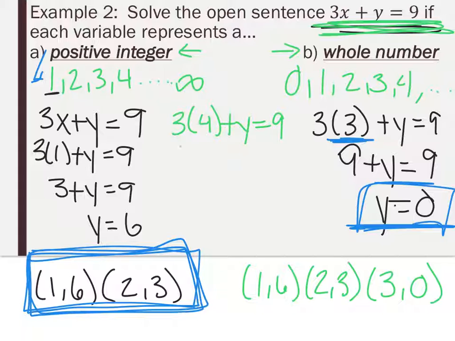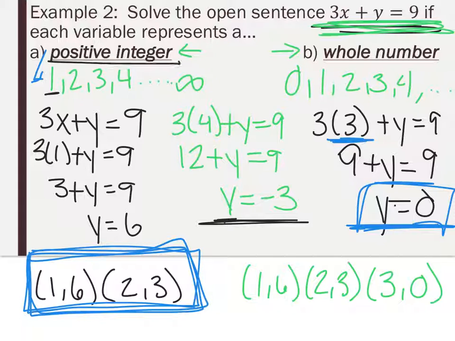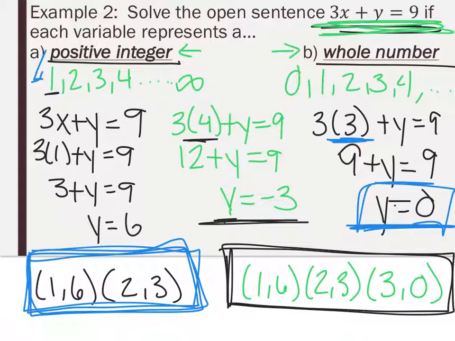What happens if I plug 4 in? 3 times 4 is 12. When I subtract, I get y is equal to a negative 3. I have a negative number. Negative is not a positive integer, and it is not a whole number. So as I continue to get bigger and bigger, numbers are not going to work. If 4 doesn't work, 5 is not going to work, 6 is not going to work, 7 is not going to work, etc. So the answer to part A, positive integers, are these guys, 1, 6, and 2, 3. And the answers to part B about the whole numbers are 1, 6, 2, 3, and 3, 0.